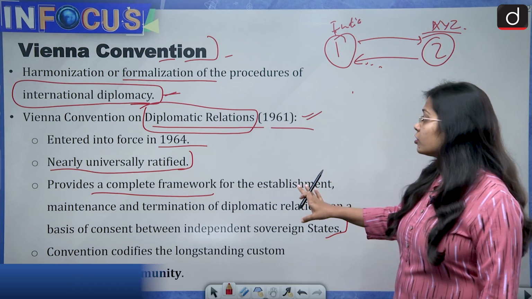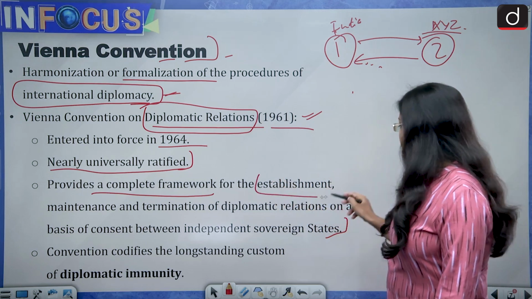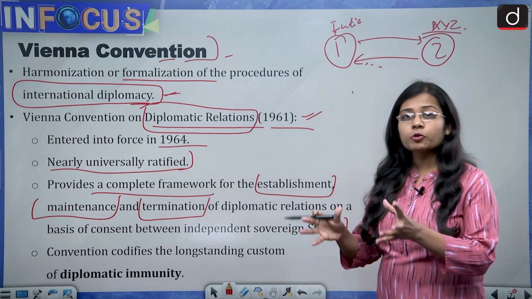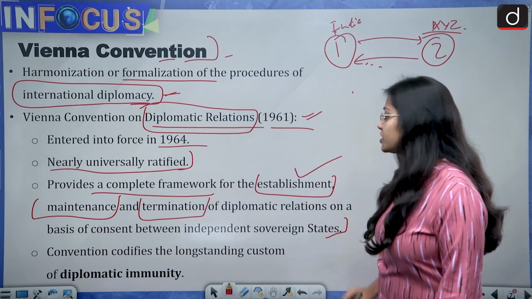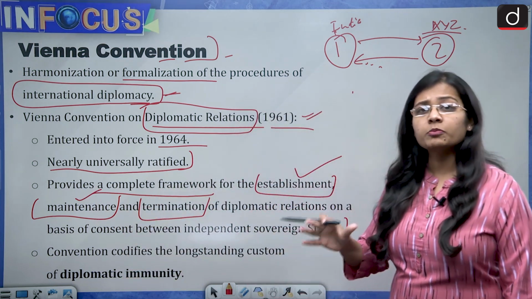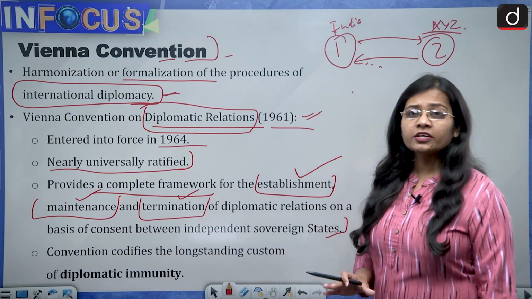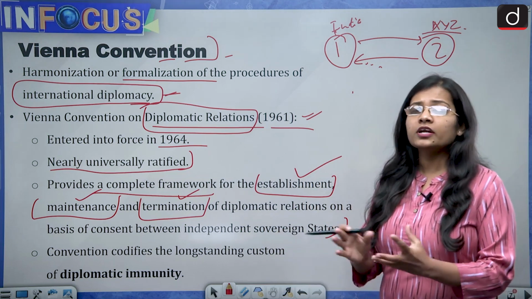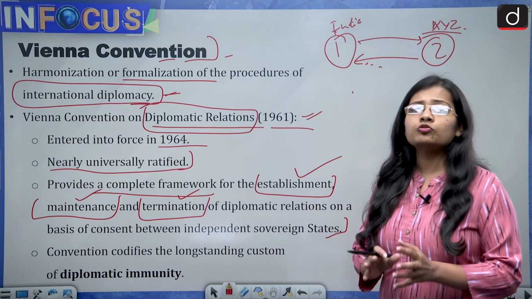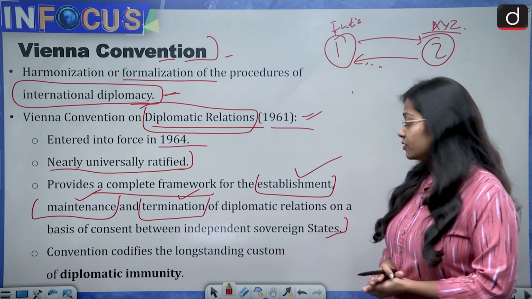So the Vienna Convention on Diplomatic Relations looks into, between two countries, the establishment, maintenance and termination: how the diplomatic relations between two countries would be established, then how the relationship between the two countries will be maintained over the years, and whether the relationship gets terminated, that is, if any of the countries has committed a grave crime or something, that the termination needs to be done between the diplomatic relations between the two countries.